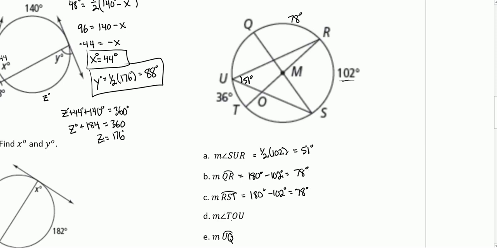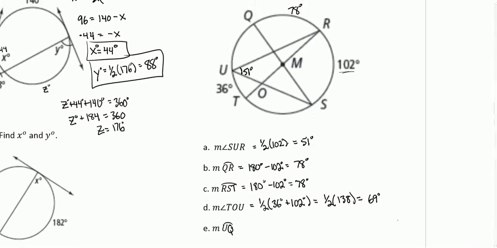Next, the measure of angle TOU. So that is the average of 36 and 102, which is half of 138, which is 69 degrees.